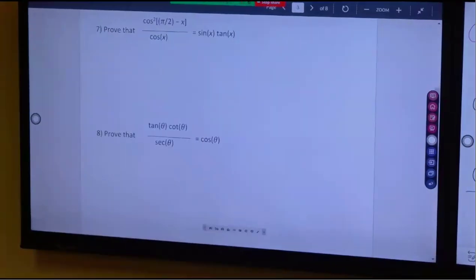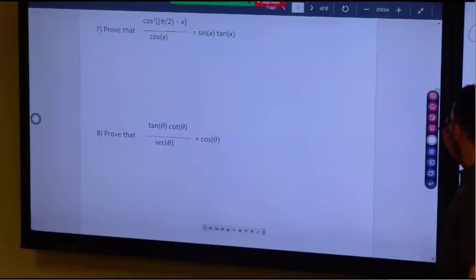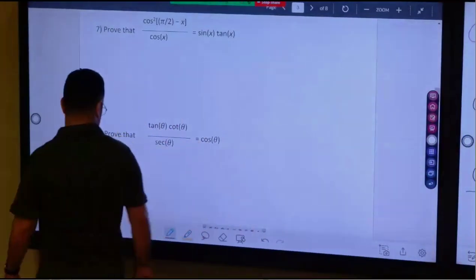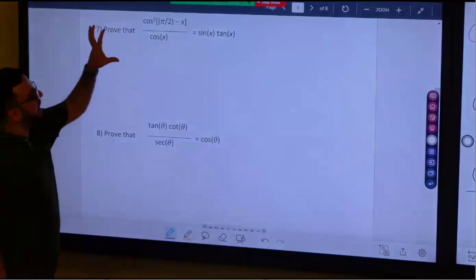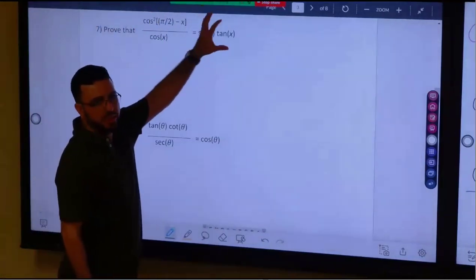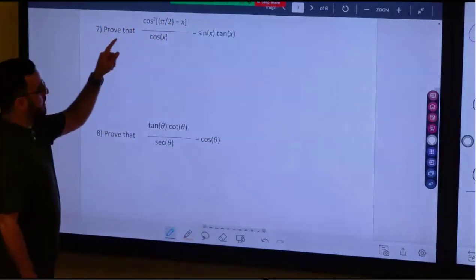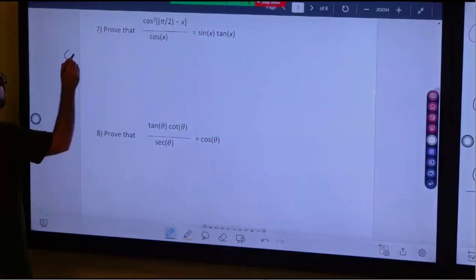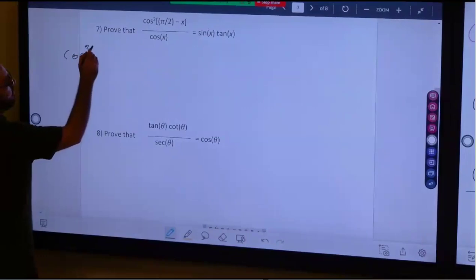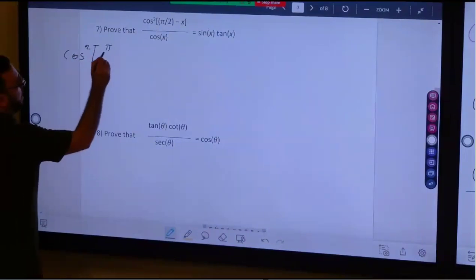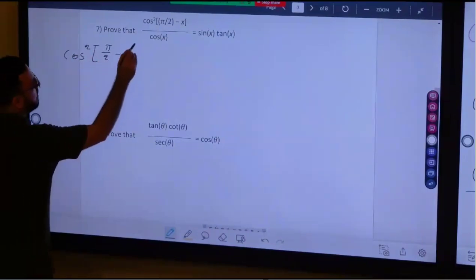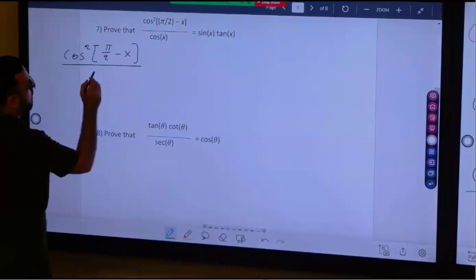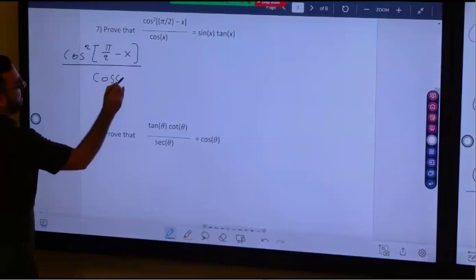We need to prove this side equal this side. So I'm going to start from here. Cosine squared of pi over 2 minus x over cosine x.